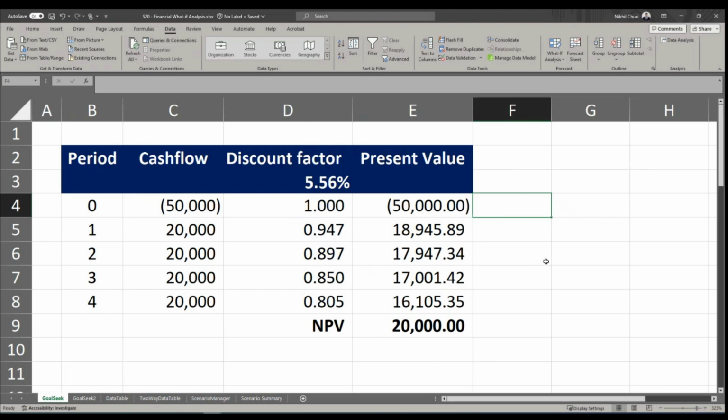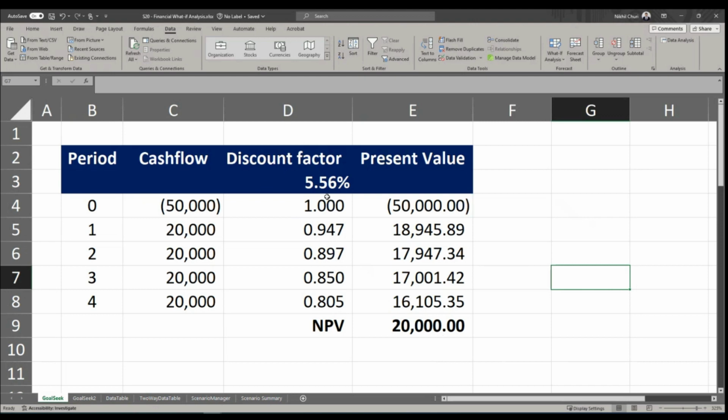That was the very first: by changing the discount factor, you get the net present value. Suppose there is another scenario you're looking at. In the very first case, we tried to change the discount factor and get a net present value of 20,000.